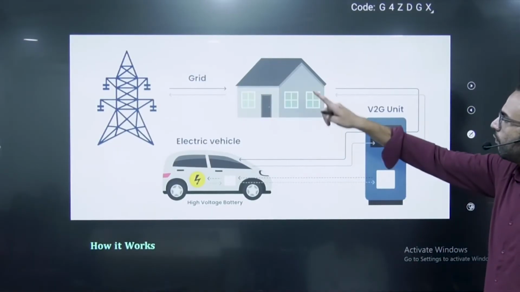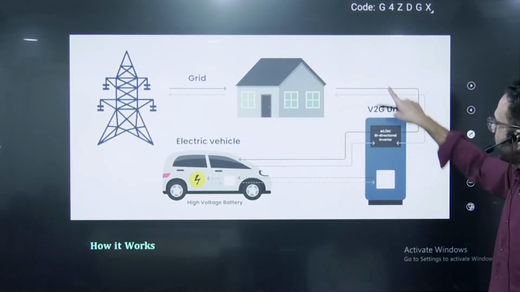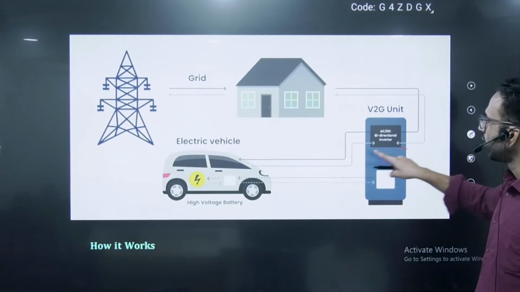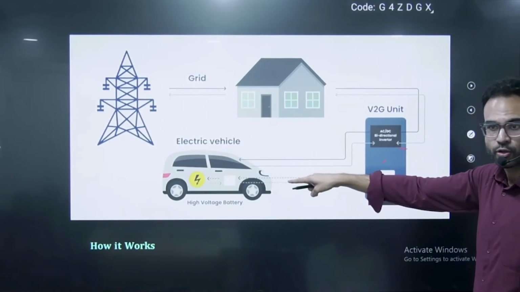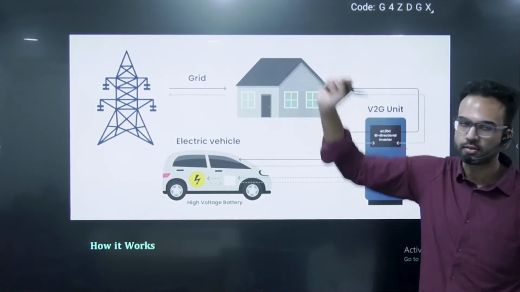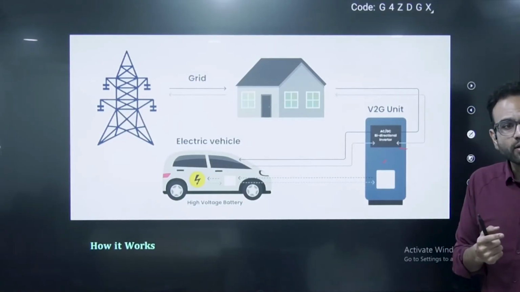See this. When you get power from the grid and from there to the V2G unit, you charge it and then you give it back. If you're not using the power there, you give it back and then you connect it back to the grid. The grid will give it to someone else who is in need of that power. Why are we doing this?